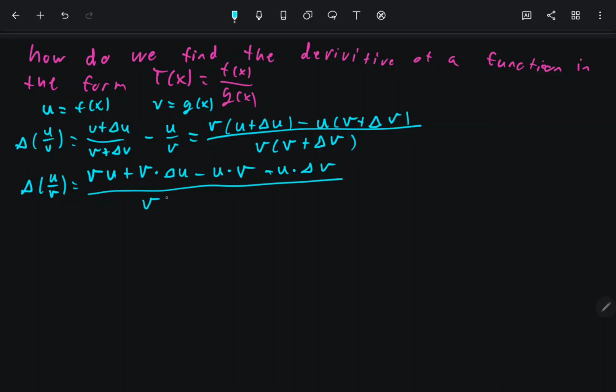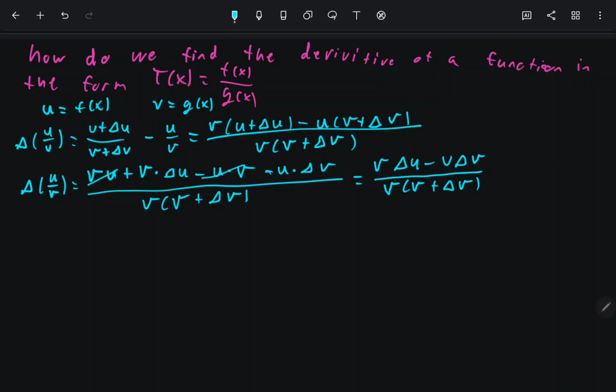All right. Well, we have our v times v plus change of v. Well, we are going to cancel what's alike. So all we are left with in the end is v change in u, minus u change in v, all over v times v plus change in v. All right. Now what do we do?